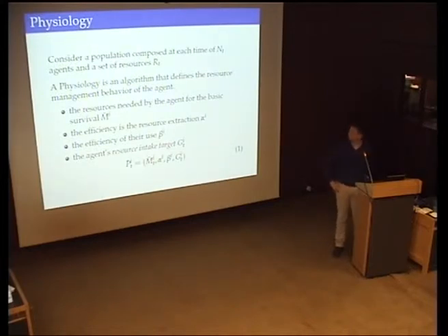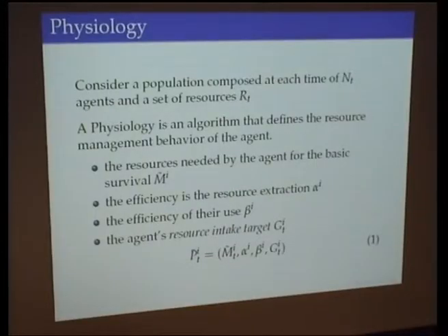A physiology in this sense is an algorithm that defines the resource management behavior of the agent. That means it defines what the agent is, how it relates with the environment. In particular, four main points. First of all, the resources that the agent needs in order to survive, no less than the amount of resources, otherwise she dies. And then the efficiency in the extraction and the use of these resources. These three elements create what we call the resource intake target.